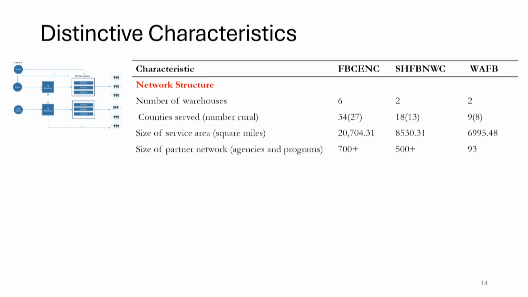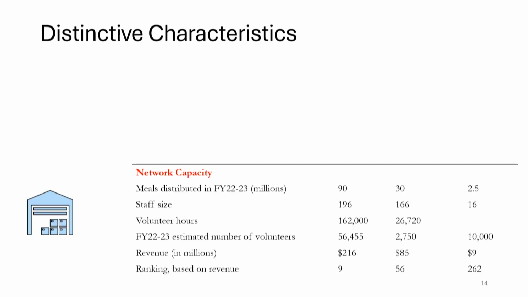And one of the things that was really astonishing to me when I first started working in this area was the size of the partner agency network, right? People have talked about volunteering at a food bank, but until you really start talking to them, you don't understand the scale of operations that they do, which is quite amazing. FBC&C has more than 700 partner agencies and programs within their network. So that's a lot of coordination that has to happen to collect and distribute food to people in need.